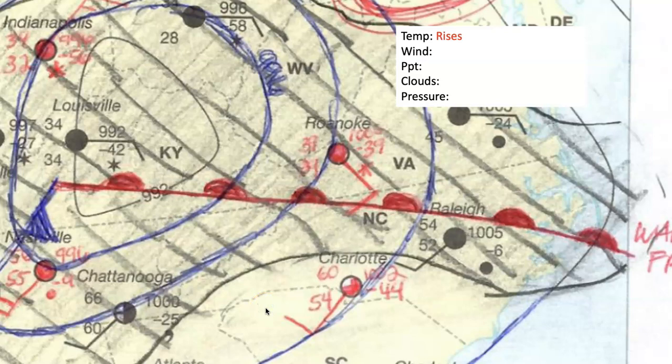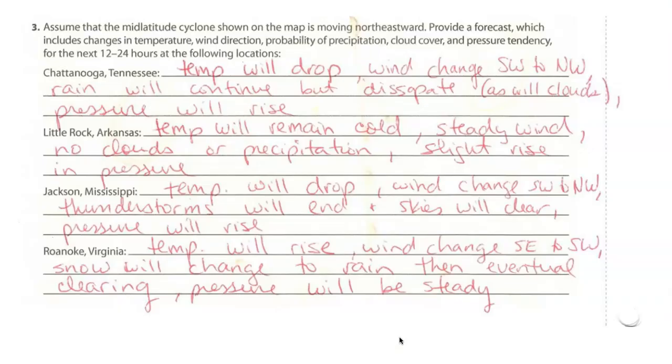And again, this is the definition of a warm front. It brings warmer air into an area. The wind will change from southeast to southwest. The precipitation, which up here is frozen precipitation, will probably change to rain. So snow will change to rain. In Roanoke, currently it's completely overcast, but out here we can see that it might be partly cloudy once that warm front passes. And the air pressure, as this entire thing rotates, will remain fairly steady. And here's what I wrote for Roanoke, Virginia.